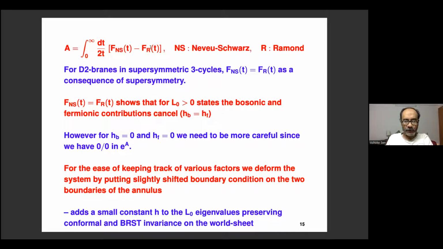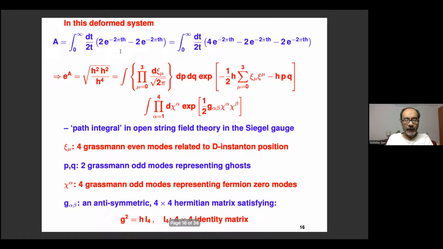If we just ignore the massive mode contribution, the 2 minus 2 has now become 2 e to the minus 2 pi th minus 2 e to the minus 2 pi th. So it's really 0. Nothing much has happened.